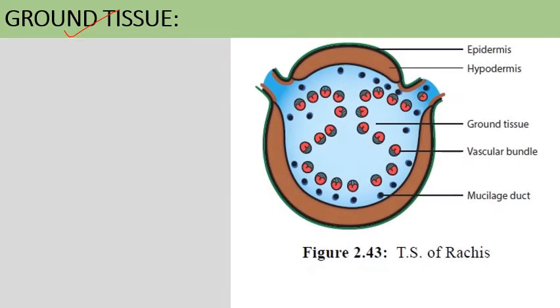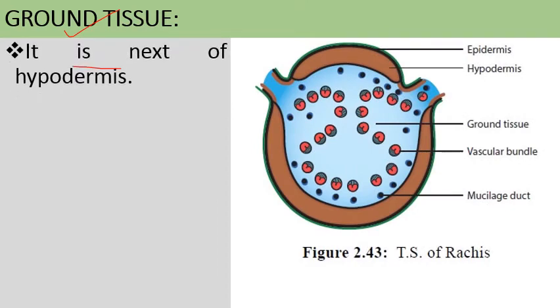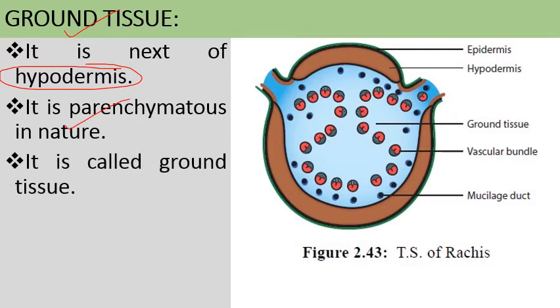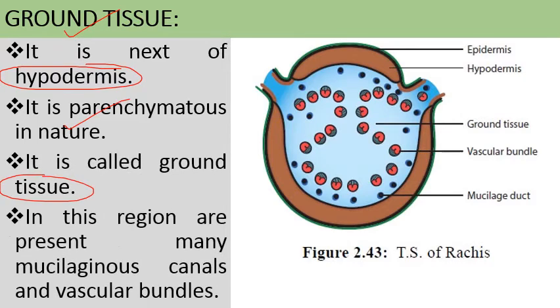Next is ground tissue. It is next to the hypodermis and it is parenchymatous in nature. It is called ground tissue, and in this region many mucilaginous canals and vascular bundles are present. The shape of the arrangement of the vascular bundles is the inverted omega shape.